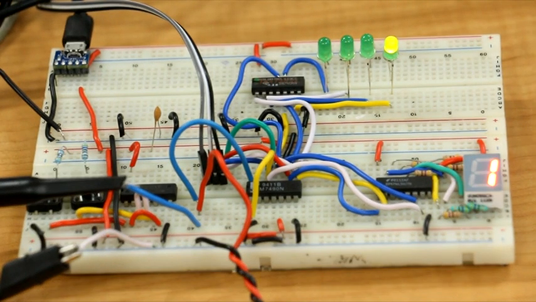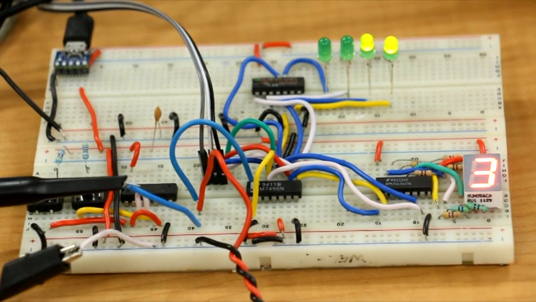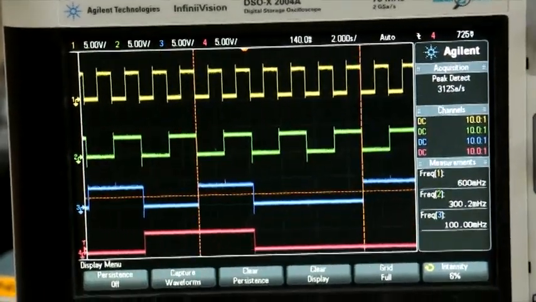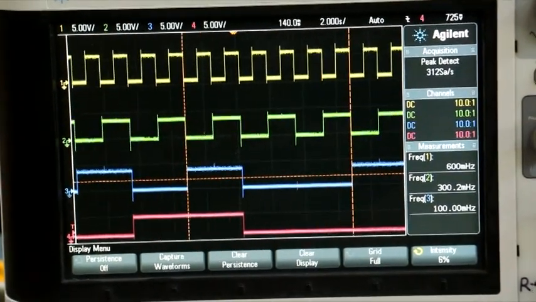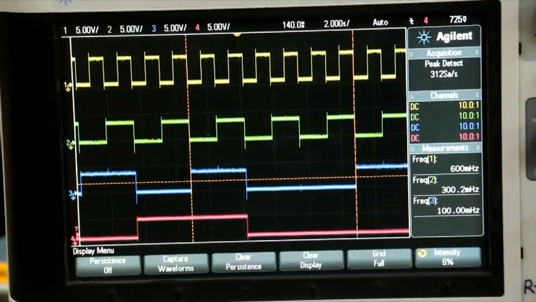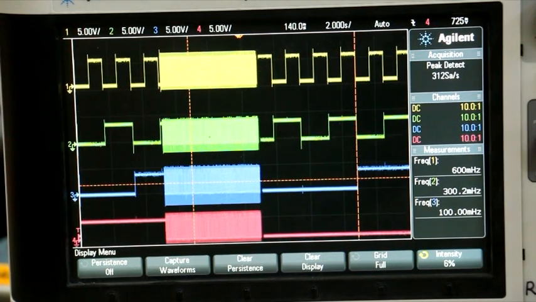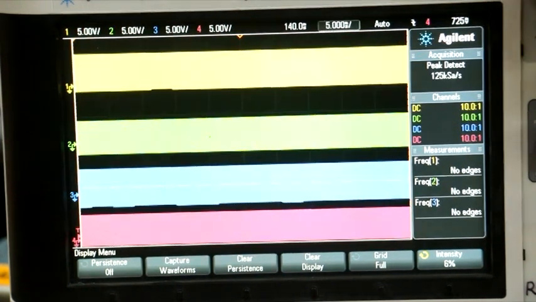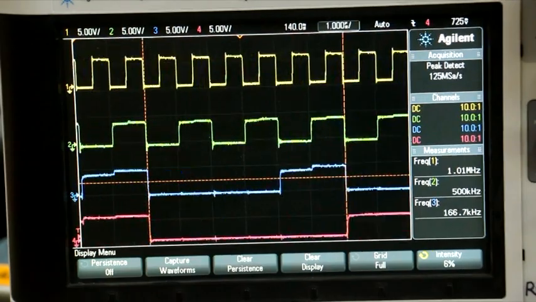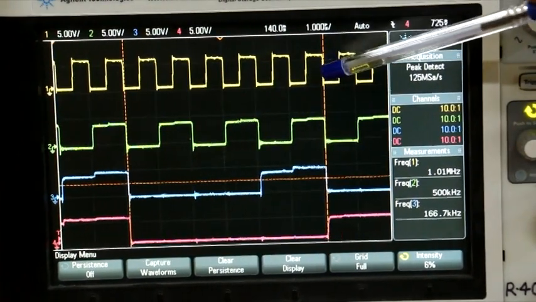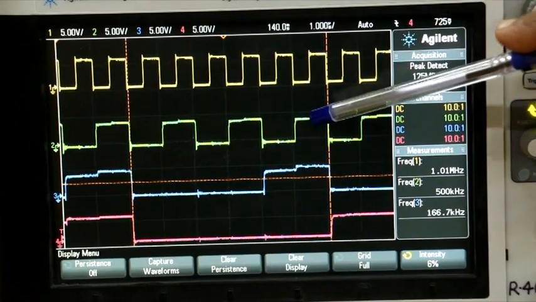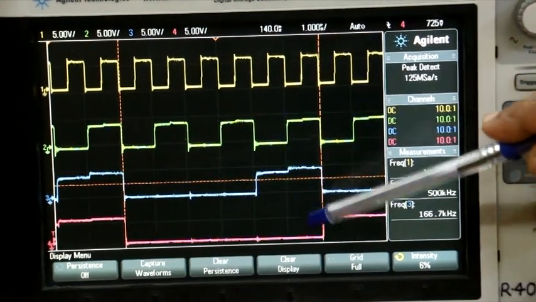What I want to show you now is, let me increase the frequency to 1 megahertz, and let me show you how the outputs are coming. One very important thing to notice here is that you need to first look at the clock edges. What we have right now on the top is the clock, and this is the A output, this is the B output and the C output.